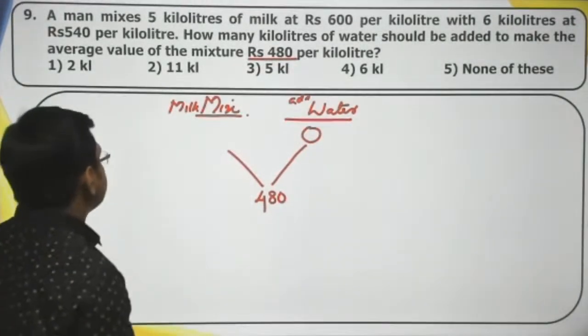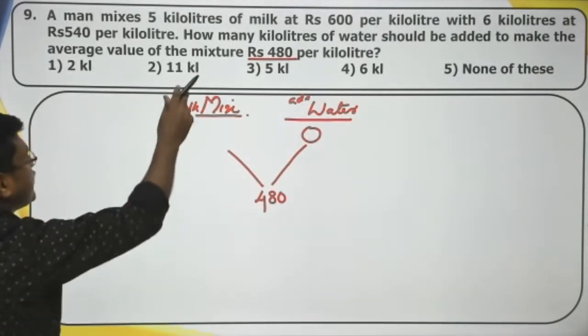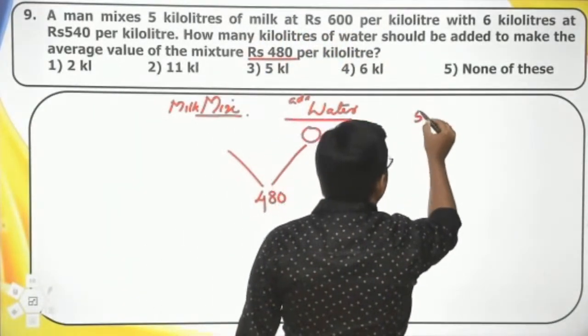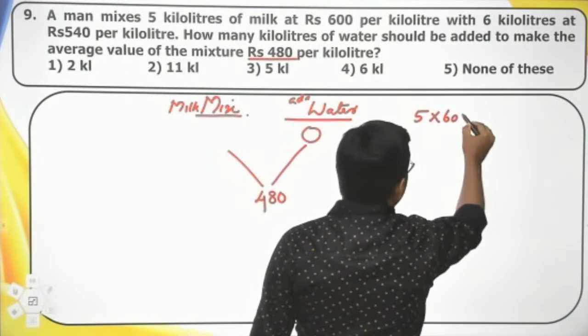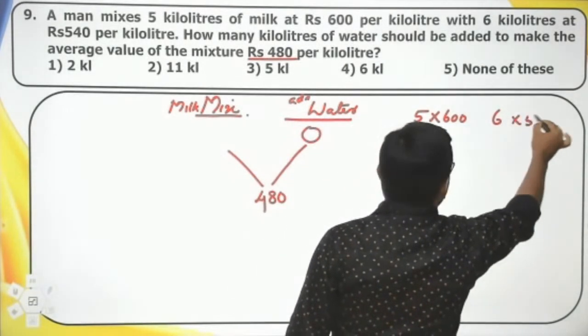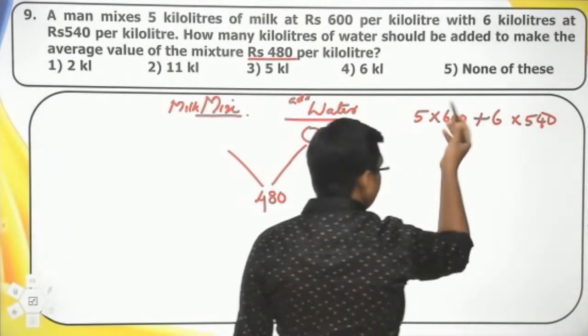Yes, the milk mixture. I am going to find the average price after mixing. For that, 5 kiloliter at rupees 600, so 5 into 600 is the price for the first milk. Second is 6 kiloliter, the price is 540. We need to add them, mix them, and find the average.